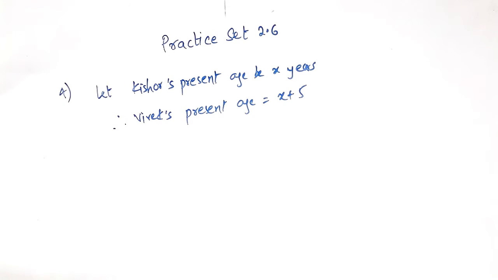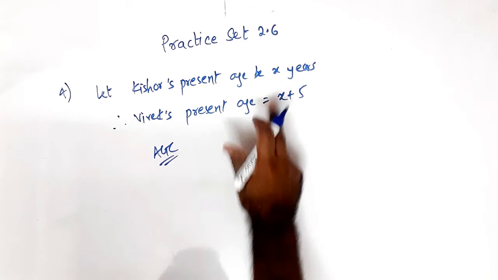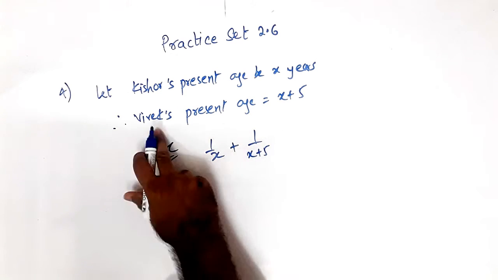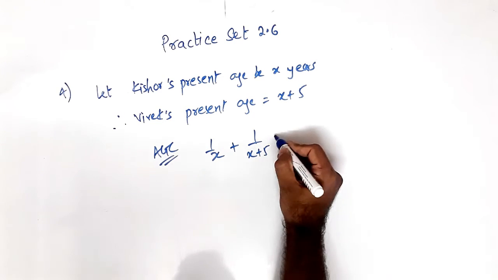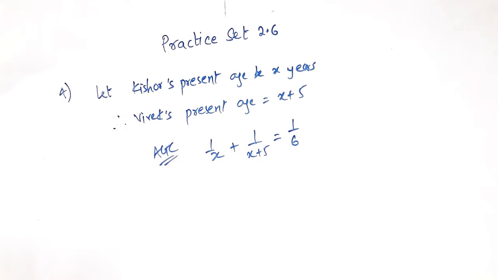Now what is given? The sum of the multiplicative inverse of their ages is 1 upon 6. You know what is multiplicative inverse? All of you know the multiplicative inverse of 5 is 1 upon 5, of 2 is 1 upon 2. So the multiplicative inverse of their ages means x will be 1 upon x, and the sum of the multiplicative inverses of Vivek's age and Kishore's age is 1 upon 6.